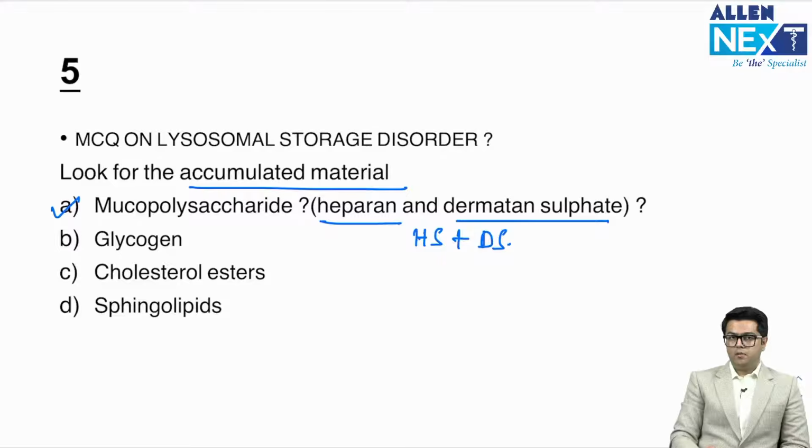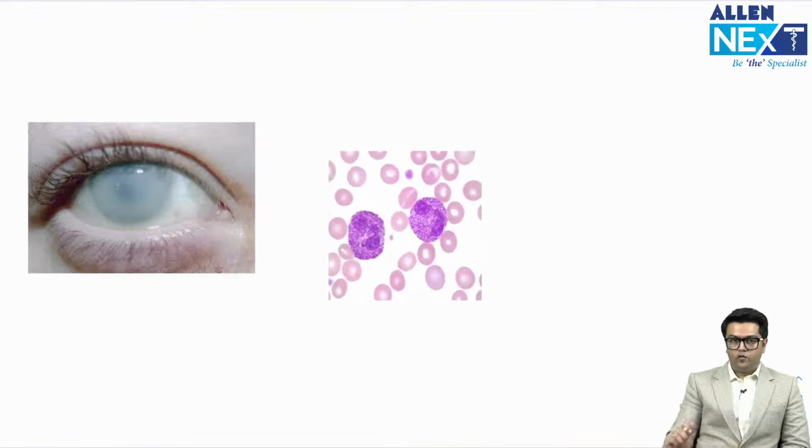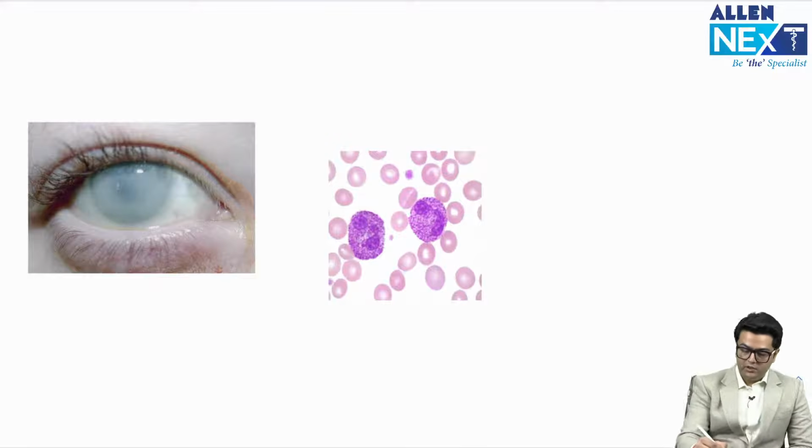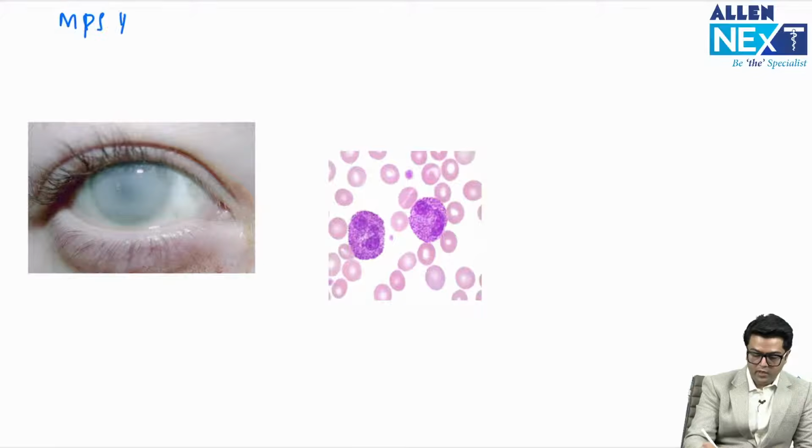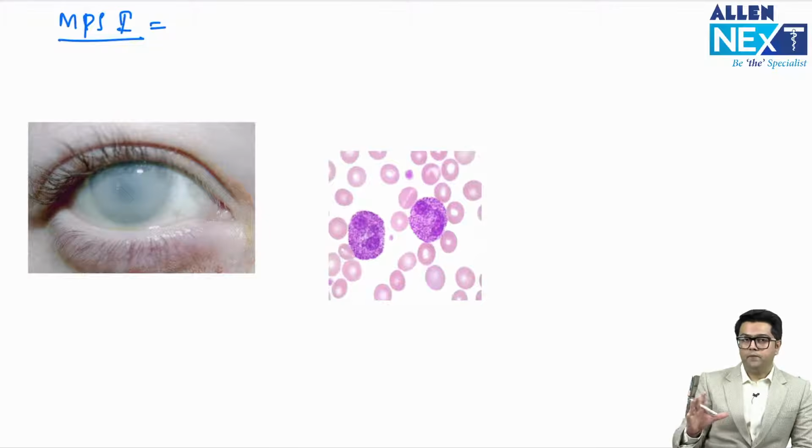So first of all, I am looking at what the accumulated material is here. It may be mucopolysaccharides, it may be glycogen like in Pompe's, it may be cholesterol esters, or it may be sphingolipids. So we have the various names of sphingolipidoses here, right? So first of all, let's say this is complete corneal clouding. So we have the two important MPS. Guys, the list may be very long, but these two you must know. These two are the only questions which have been repeated till now in exams.